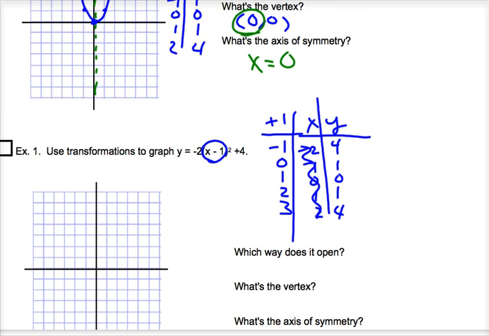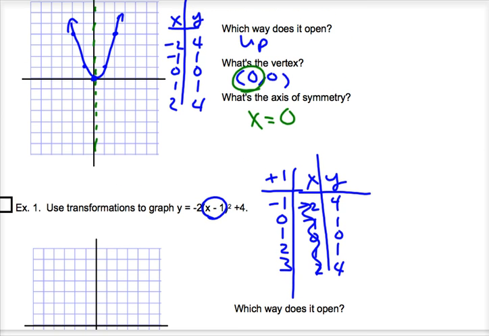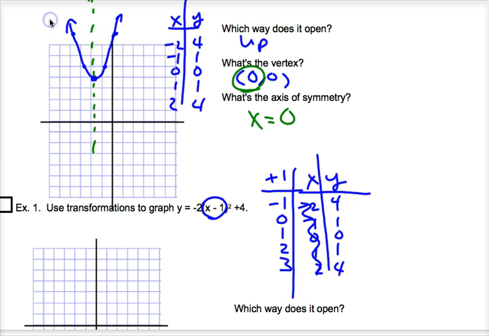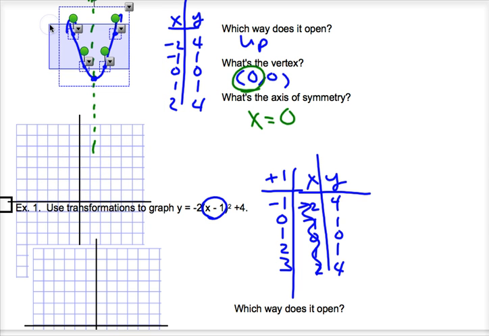So that would take my parent function here, and that would move everything on the parent function to the right 1. Just trying to group those points with it, so if I want to move them, they go with me, but it's going to change in a second anyways.